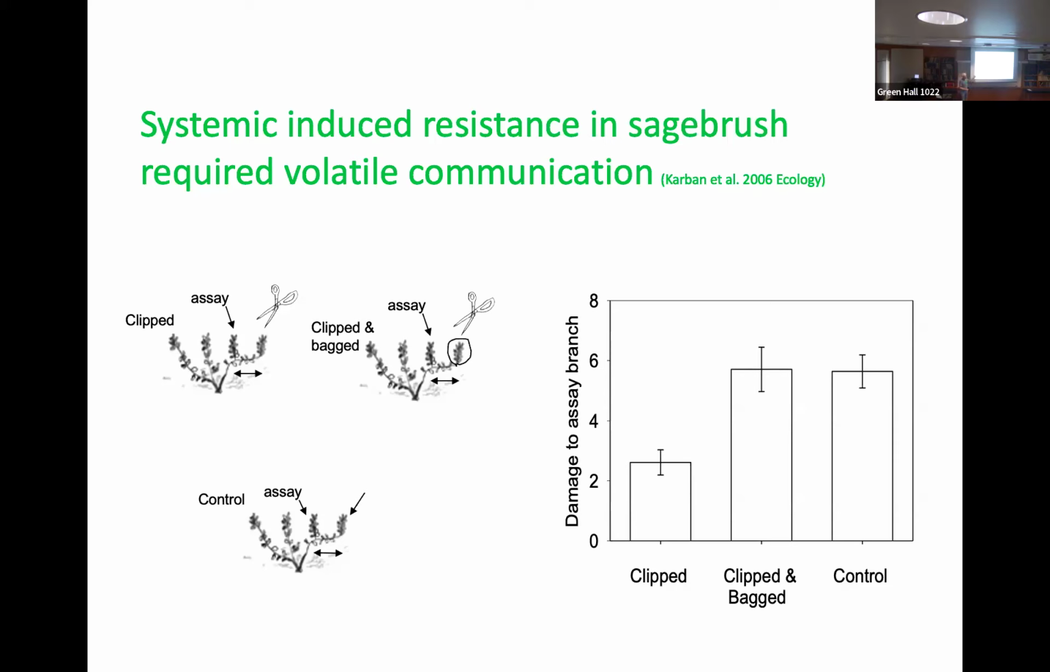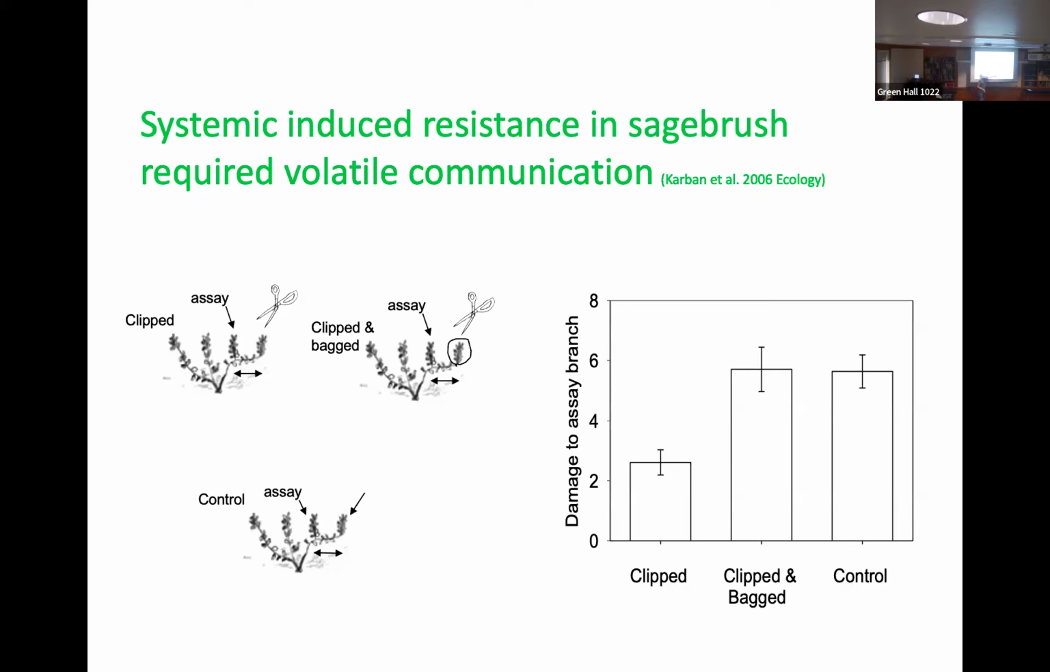We've done a similar kind of experiment in which we again have 3 treatments, but instead of using pairs of plants, we have done this just on different branches of the same plant. Here we've clipped this branch, and then we assay damage on the neighboring branch. We did the same thing, but after clipping, stuck a plastic bag around the branch to reduce the possibility of volatiles moving from one branch to the next. There's still a possibility of vascular communication, and then we have our control.